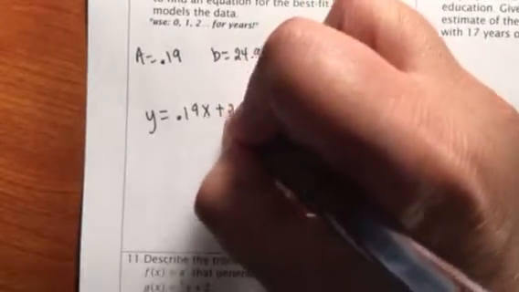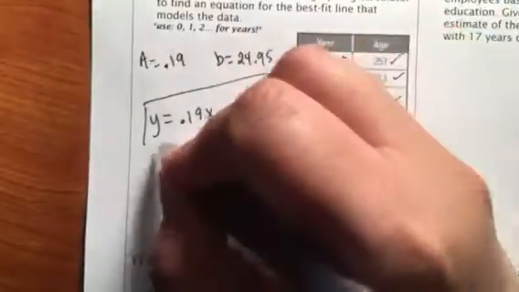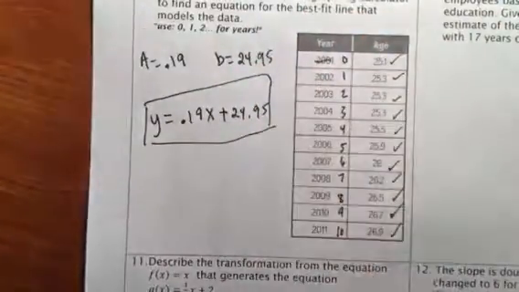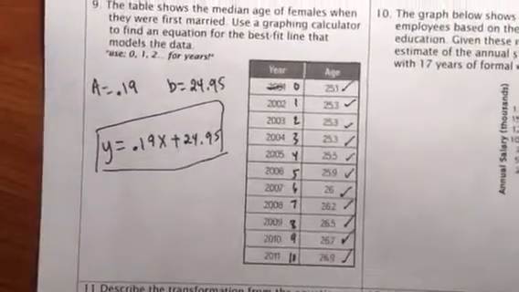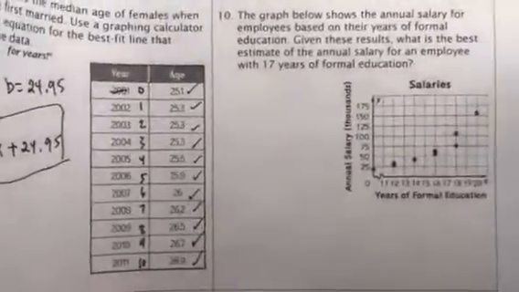So now I'm going to write that as an equation. So y equals 0.19x plus 24.95. And that's your answer for that problem. Okay. So let me get you to go to number 10.